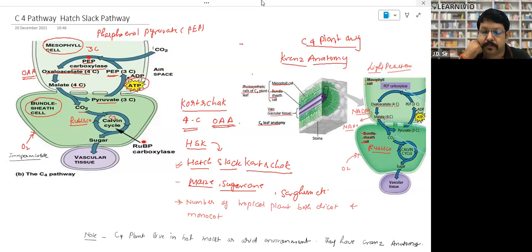Next point. Pyruvate, which is a three-carbon compound, is transported back into the mesophyll cell, where it is regenerated as PEP. Full stop.